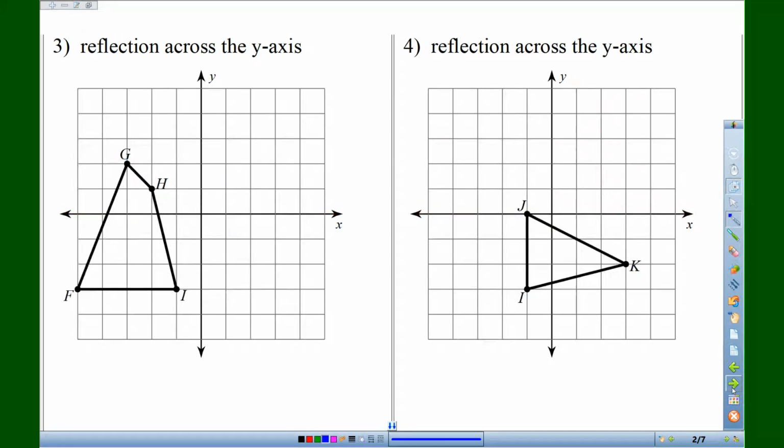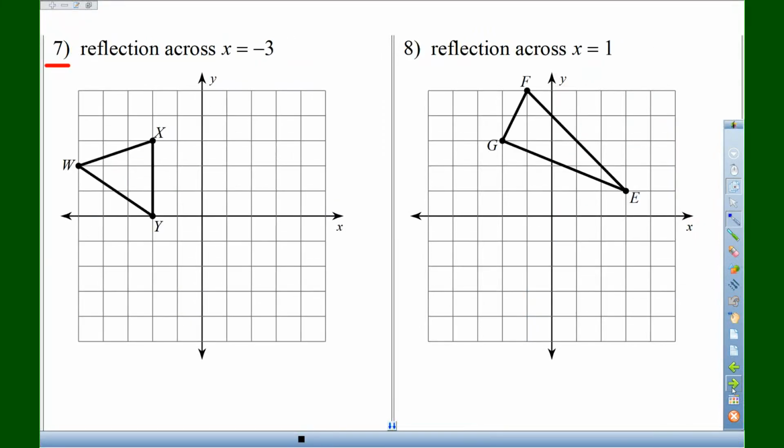Okay, so from here, I want to just go ahead and move to the backside. These problems are asking us to reflect over a particular line that's not as obvious. On number 7, it's asking us to reflect across the line of x equals -3. Remember, this is a line that goes through the x-axis at -3. You might not need to do this in your worksheet, but if you guys remember, this is how I taught it.